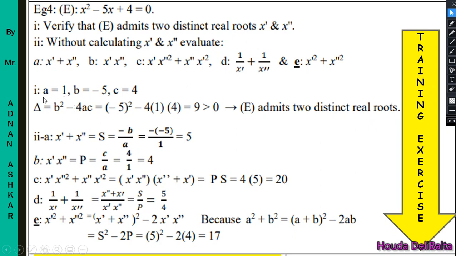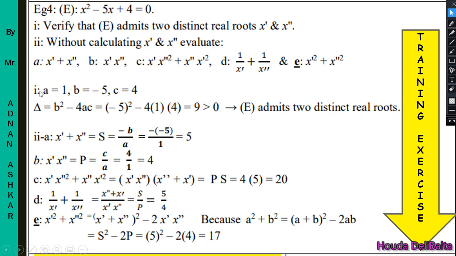First, let's prove that delta is positive. A is 1, B is minus 5, and C is 4. Then delta is B squared minus 4AC. So it is minus 5 squared minus 4 into 1 into 4. Then it is 9. Positive. Then E admits two distinct real roots. So we finished part 1.